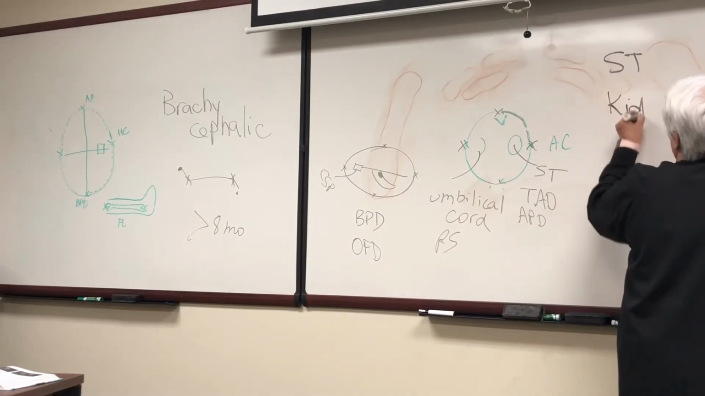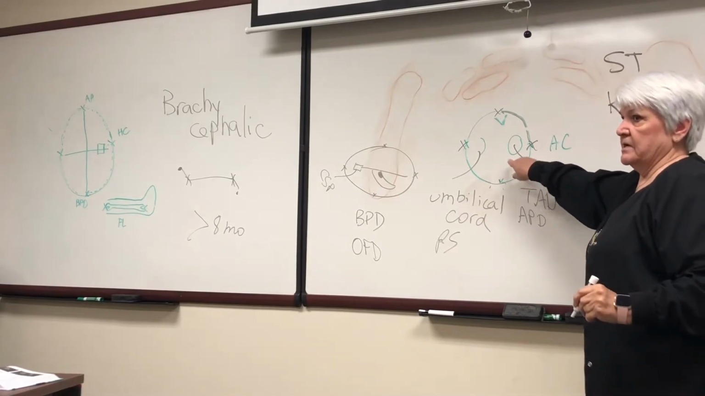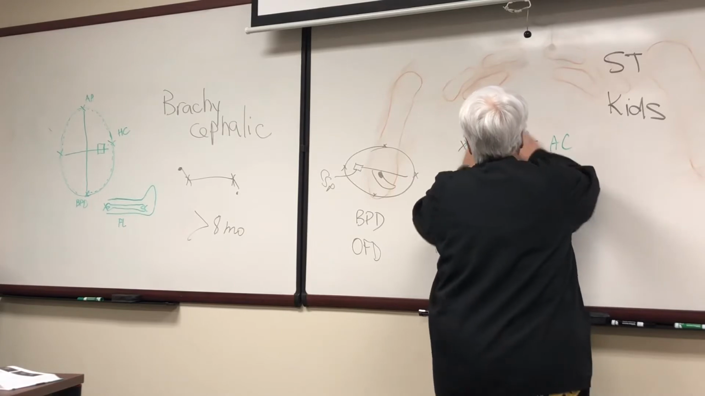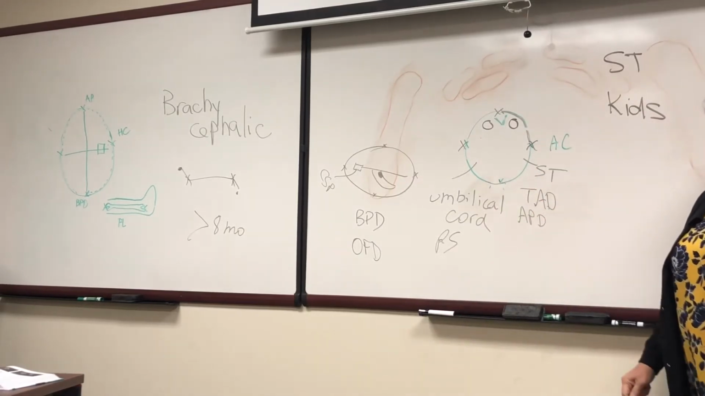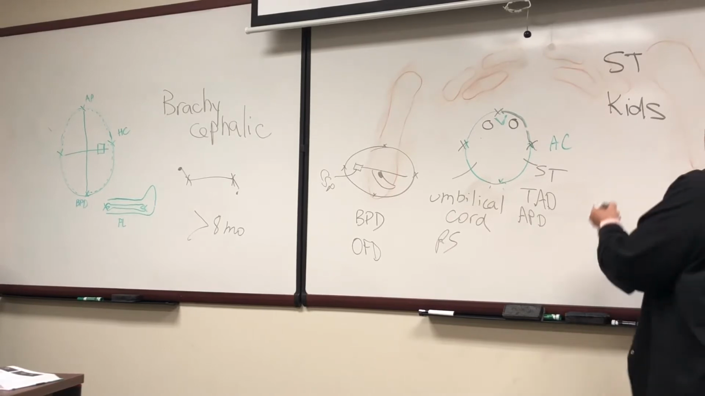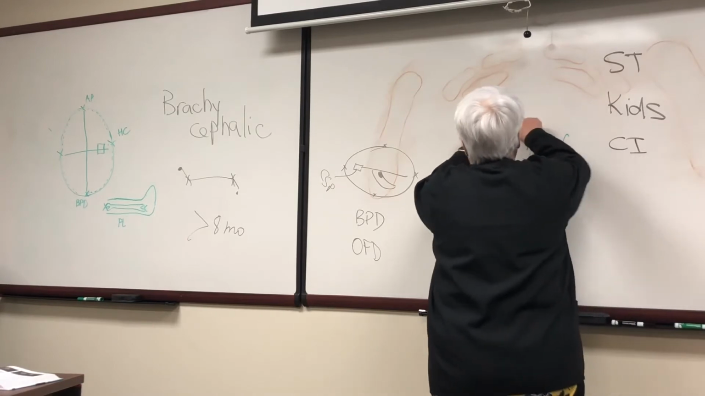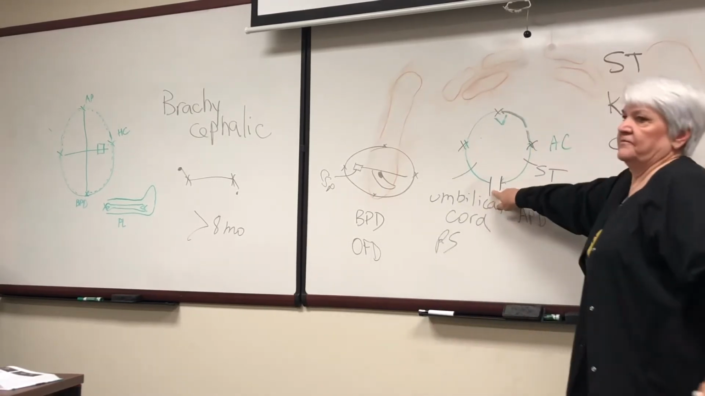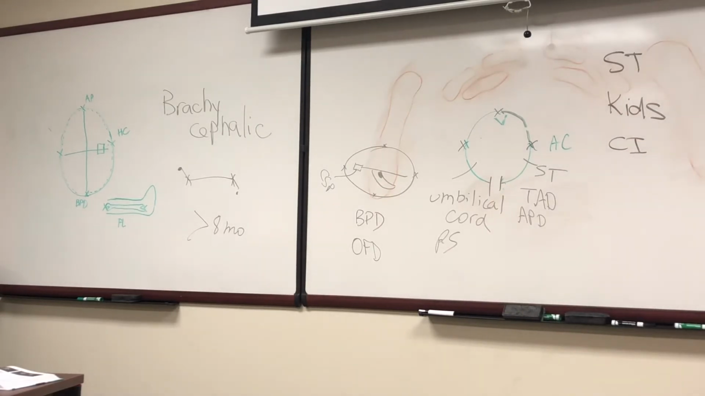Kidneys. If I'm here, my next move is going to go kidneys. And I've got my kidneys. Okay? The next one is cord insertion. I'm moving down. There's my fetal cord insertion. See, I'm still in transverse. I'm just working myself up and down.